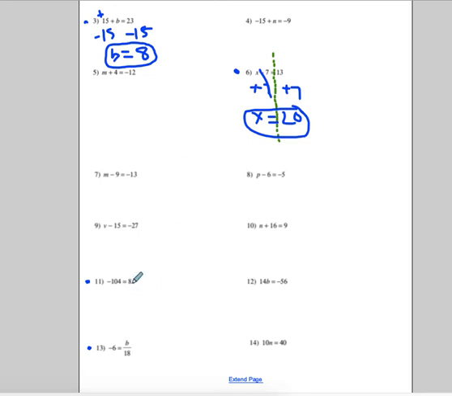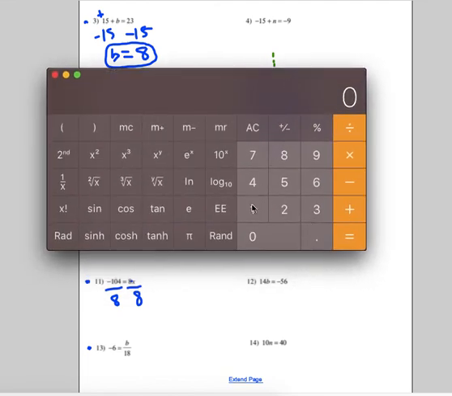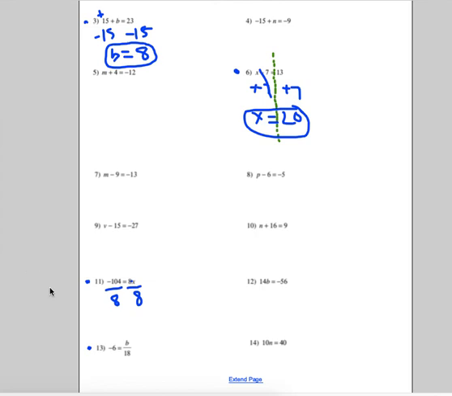Down here, again, if you have a variable next to a number, they're assumed to be multiplied. So we would undo a multiplication by 8 with a division by 8. Ooh, and what is negative 104 divided by 8? You can pull out your calculator. Hope you guys bought a TI-30X IIS by now. And you should get a value of negative 13.